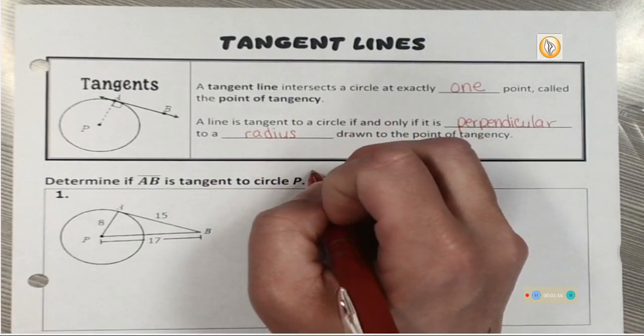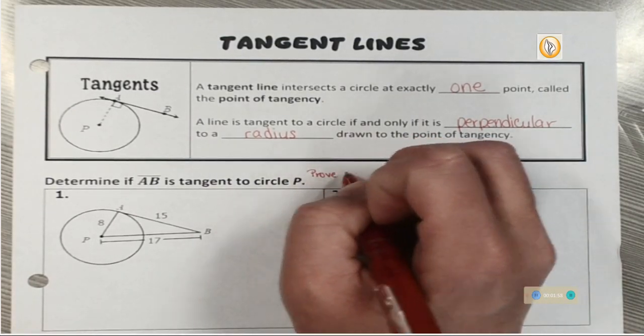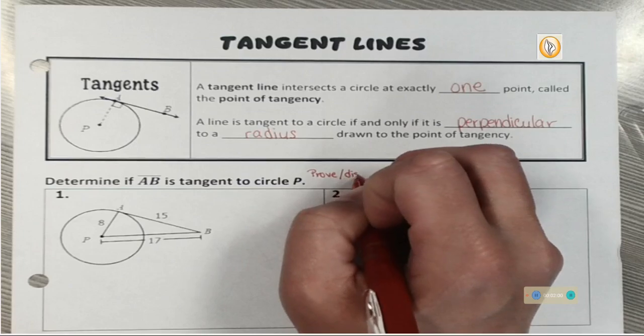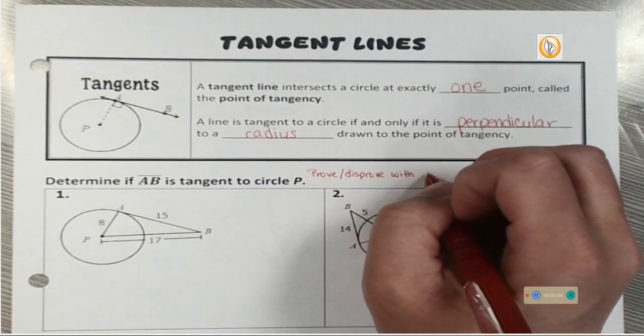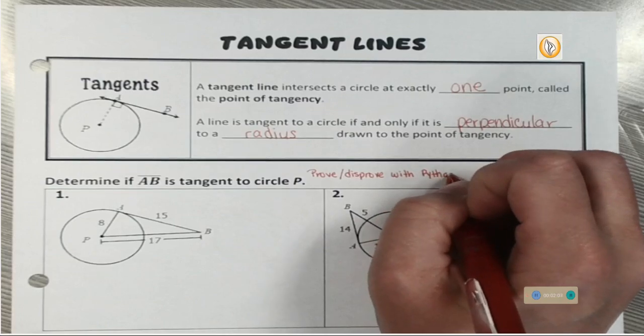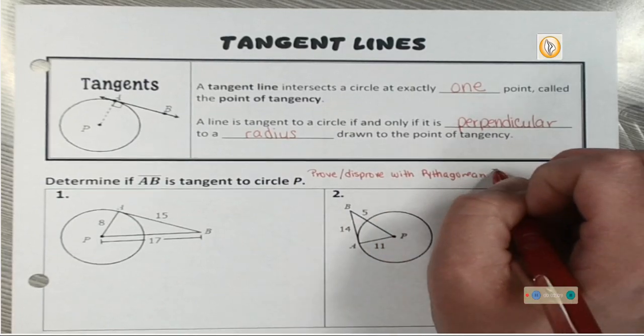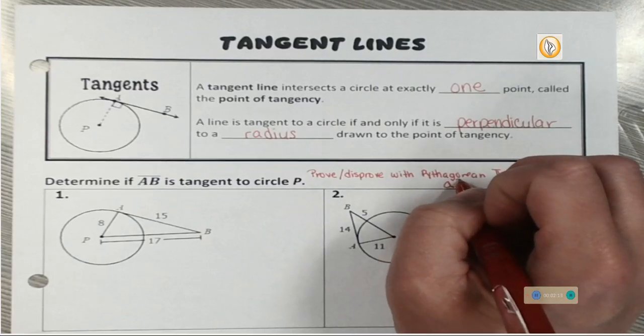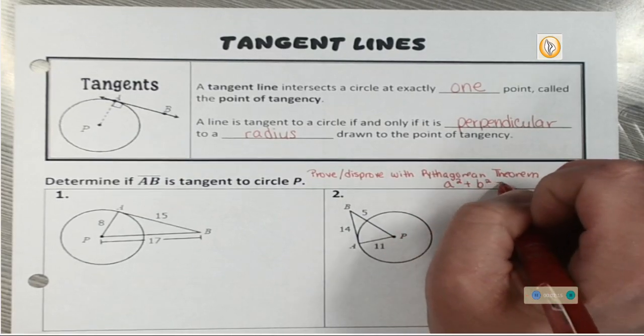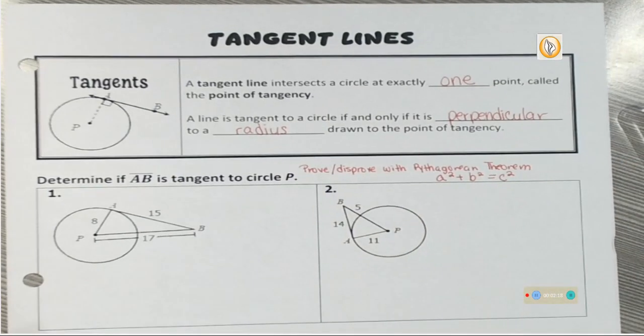So I'm going to make us a note. When we see these directions, we're going to prove or disprove with the Pythagorean theorem. And we're going to write ourselves a note. What is the Pythagorean theorem again? A squared plus B squared. There we go. A squared plus B squared equals C squared.